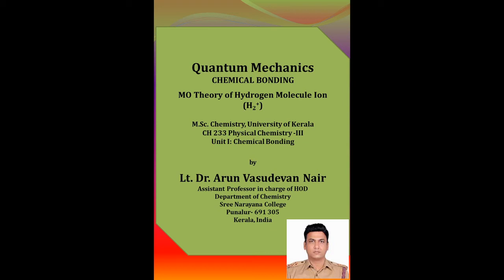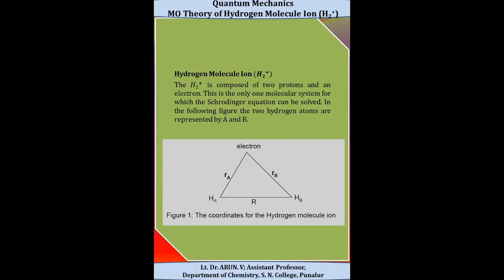The topic you have to study is the molecular orbital theory of hydrogen molecule ion. The hydrogen molecule ion, that is H2 plus, is composed of two protons and an electron. This is the only molecular system for which the Schrödinger equation can be solved.